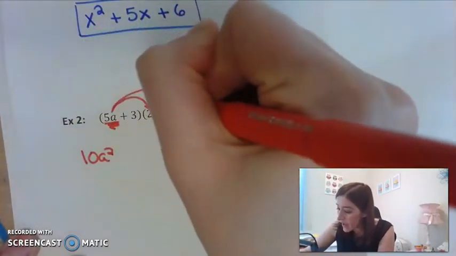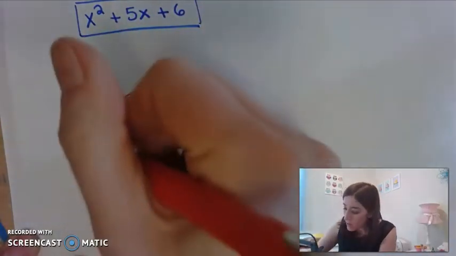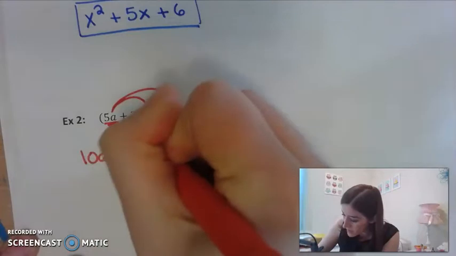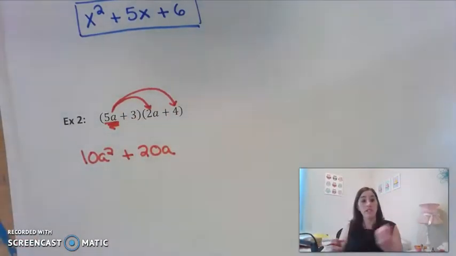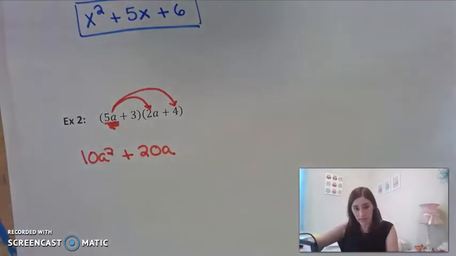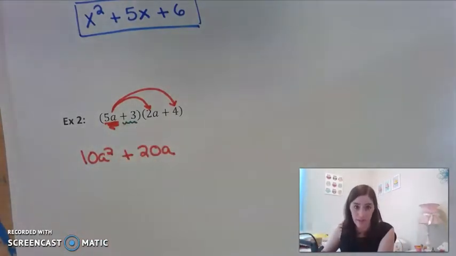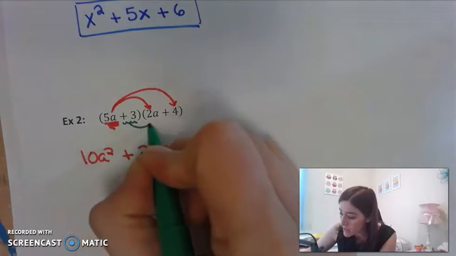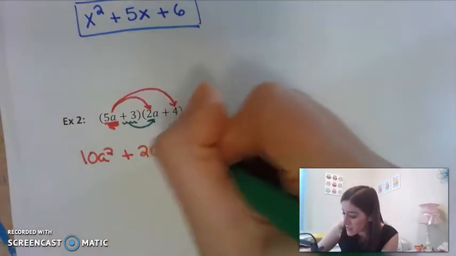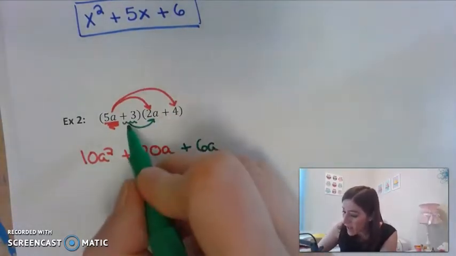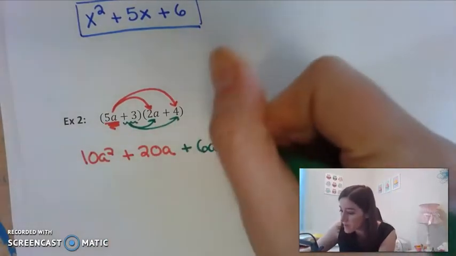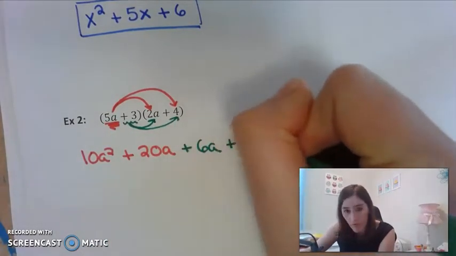Then I do 5a times positive 4, which gives me a positive 20a. All right, so I distributed my first term in the parentheses. Now I'm going to do the same thing with the second term in the first set of parentheses. So 3 times 2a gives me a positive 6a, and 3 times positive 4 gives me a positive 12.